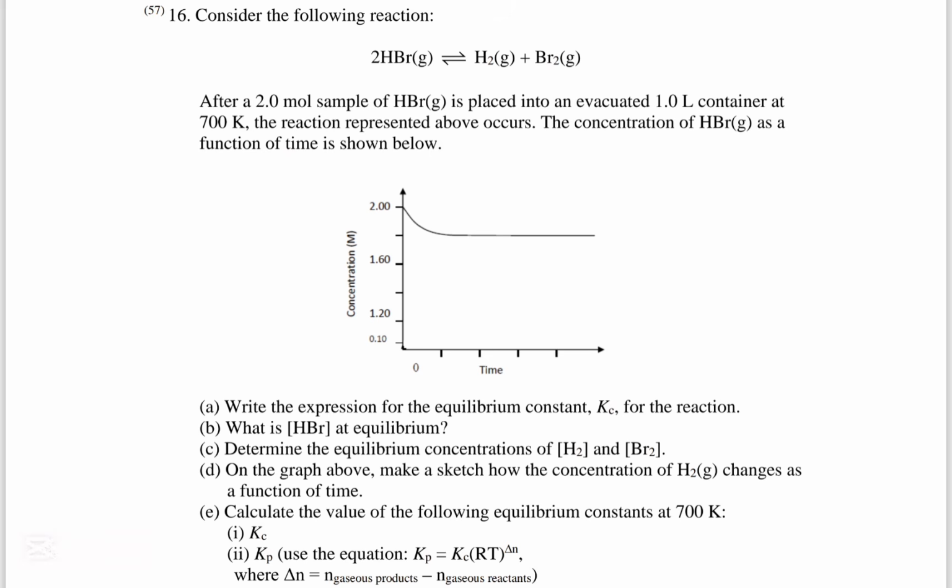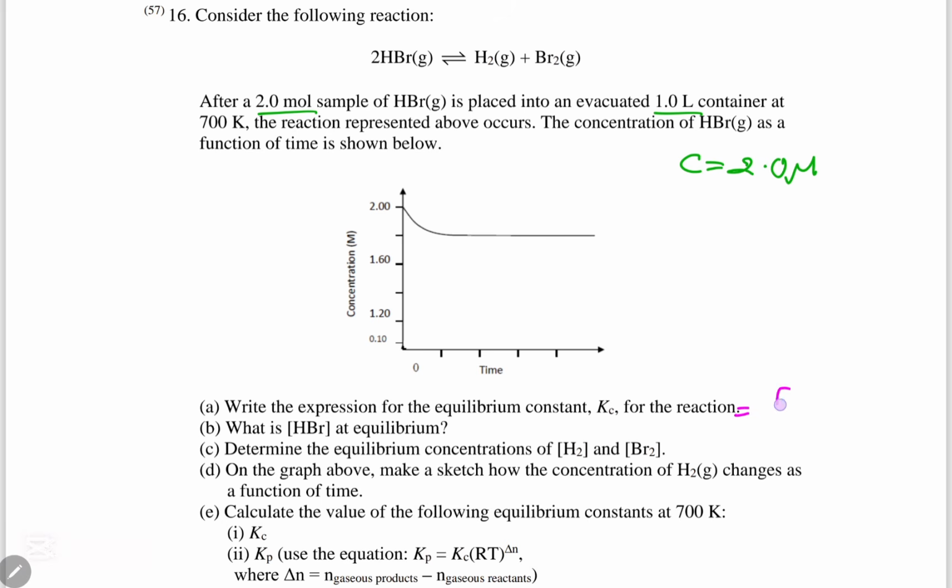What does it say? 2 HBr gas in equilibrium with H2 gas plus Br2 gas, okay? After a 2 mole sample of HBr is placed in an evacuated 1 liter, so you have number of moles divided by volume, the concentration is 2 molarity. Actually, to the correct significant figure, it is 2.0 molarity. At 700 Kelvin, the reaction represented above occurs. The concentration of HBr as a function of time is shown below. Write the expression for the equilibrium constant Kc of the reaction.